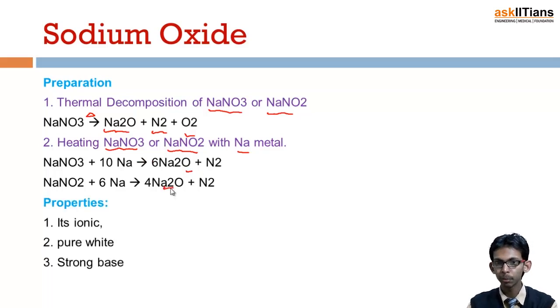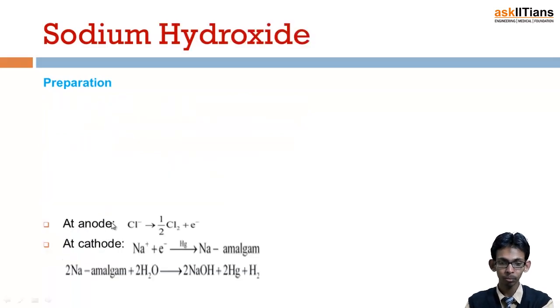The properties of sodium oxide are that it is ionic, it is pure white in color, and it is a strong base. As we know, oxides of alkali metals are basic.